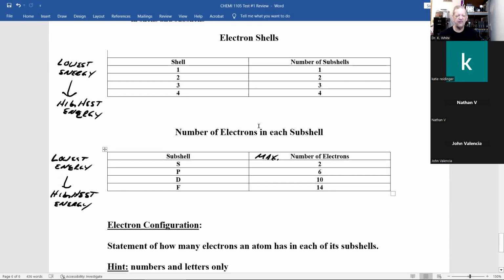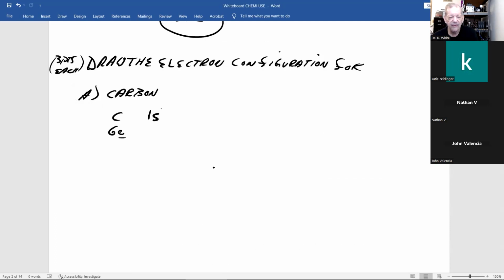You always add electrons to the lowest energy shells and subshells. Shell 1 has 1 subshell, and its lowest subshell is 1s. You can put a maximum of 2 electrons in there. So let's do that. Well, I have 6. I've taken care of 2. I have 4 more to go.